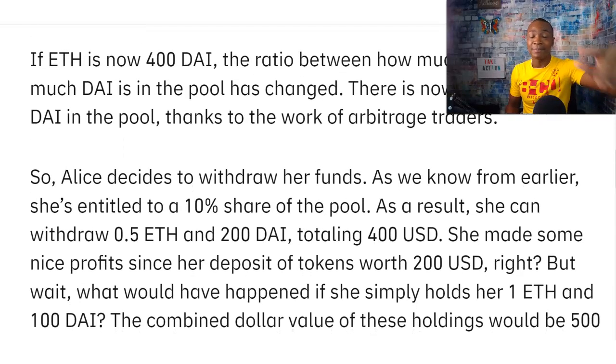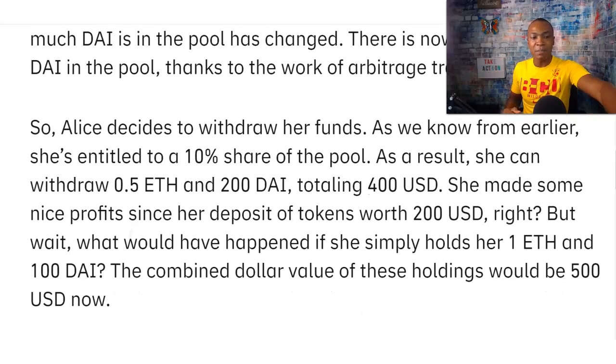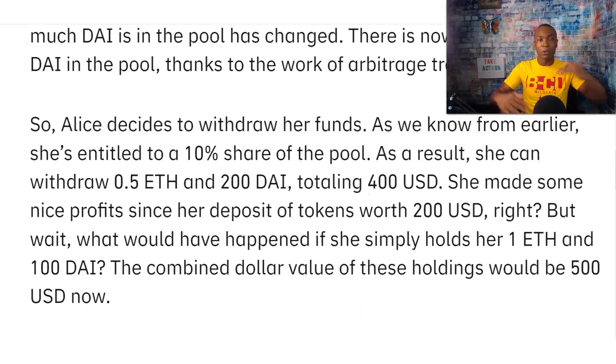So Alice now decides to withdraw her funds. She just decides to. As we know from earlier, she is entitled to a 10% share of the pool. So as a result, she can withdraw 0.5 Ethereum and 200 DAI, totaling $400 in USD. She made some nice profits since her deposit was worth $200, right? Remember from earlier? But this is what you need to know about this example.